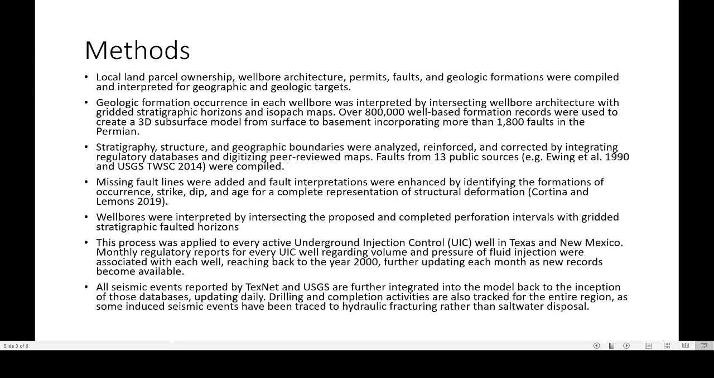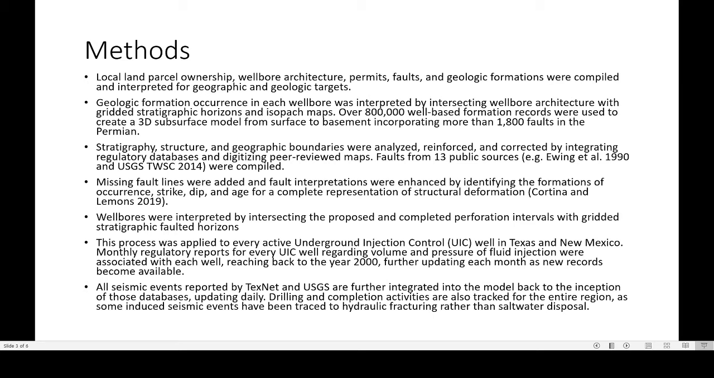Some of the methods for this work: they had local land and parcel ownership, wellbore architecture, permits, faults, and geologic formations compiled and interpreted for geographic and geologic targets. Geologic formation occurrence in each wellbore was interpreted by intersecting wellbore architecture with gridded stratigraphic horizons and ISOPAC maps. Over 800,000 well-based information records were used to create a 3D subsurface model from surface to basement, incorporating more than 1,800 faults in the Permian.